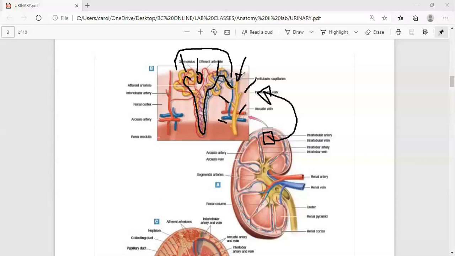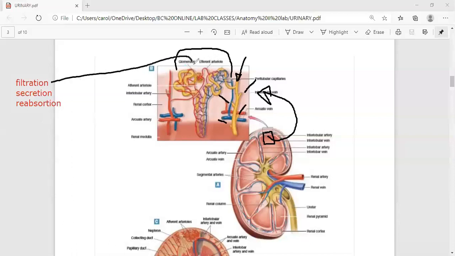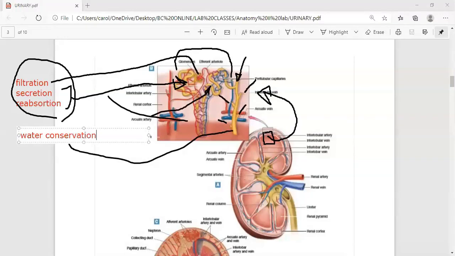The formation of urine is going to be achieved by three different steps: filtration, secretion, and reabsorption. The filtration is going to happen mainly right here in the glomerulus, and the secretion and reabsorption are going to happen mainly in this tube right here, in the proximal convoluted tubule, the loop of Henle, and the distal convoluted tubule. And water conservation happens at the level of the collecting duct right there.